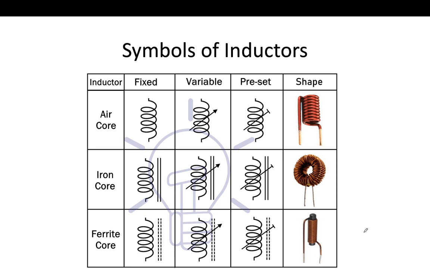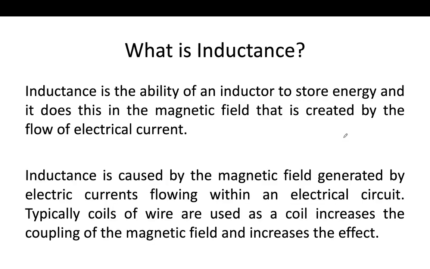So these are some types of inductors: air core, iron core, or ferrite core. For the air core, these are the symbols and these are the real shapes. Mostly you see such types of inductors in your electrical or electronic components, and now we will study their applications and where they are used.